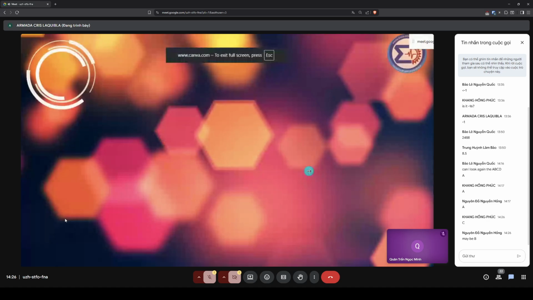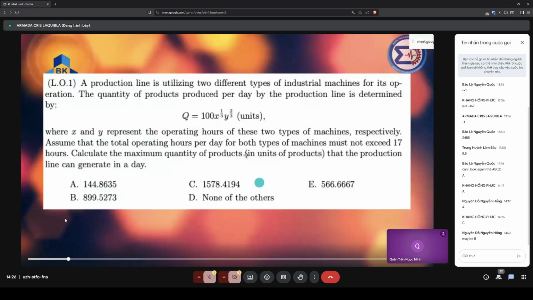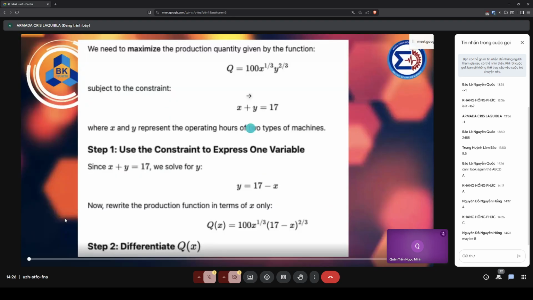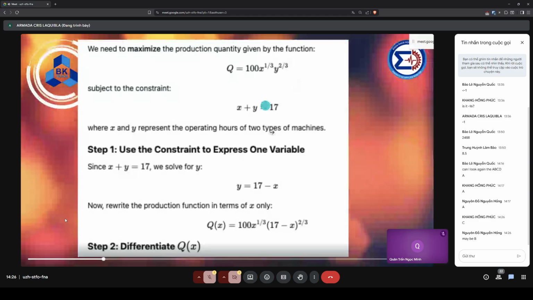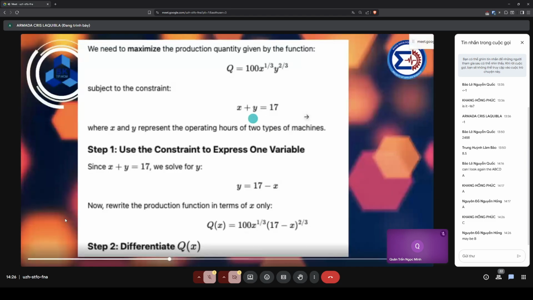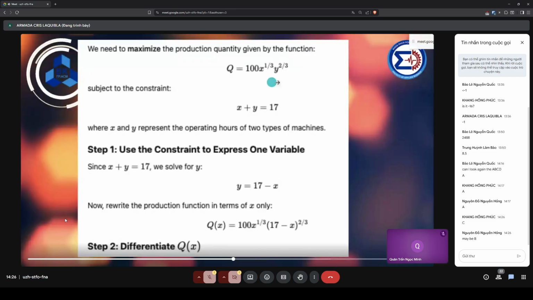Again, what I told you, you have to make it that q there, and then we have our constraint. We have x plus y is equal to 17. And as I have told you, you solve the y there. Your y is equal to 17 minus x. And after that, you replace that y in your q. So we have this one. This is now a function with x variables.